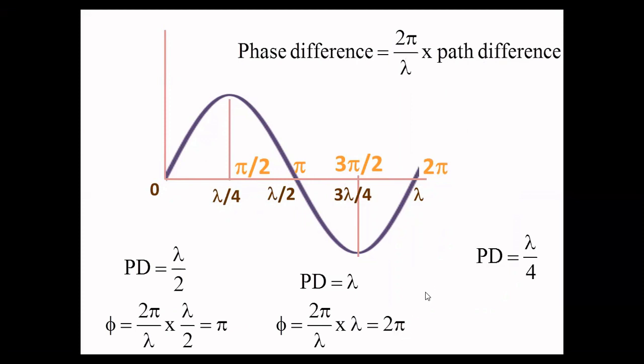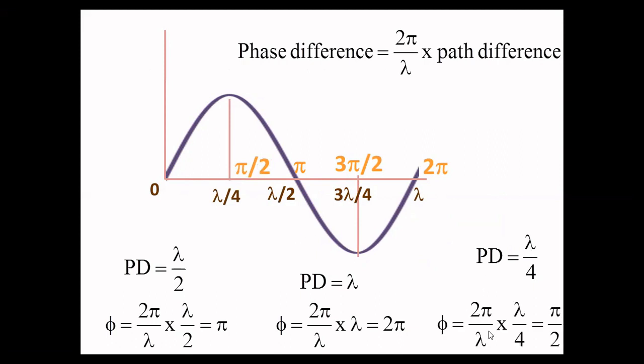And if the path difference is lambda by 4, these two particles have a phase difference of pi by 2. They are like sine theta and cos theta, right? Whatever I explained in one of the previous classes. So do they have a phase difference of pi by 2? Yes, you can substitute in the formula.